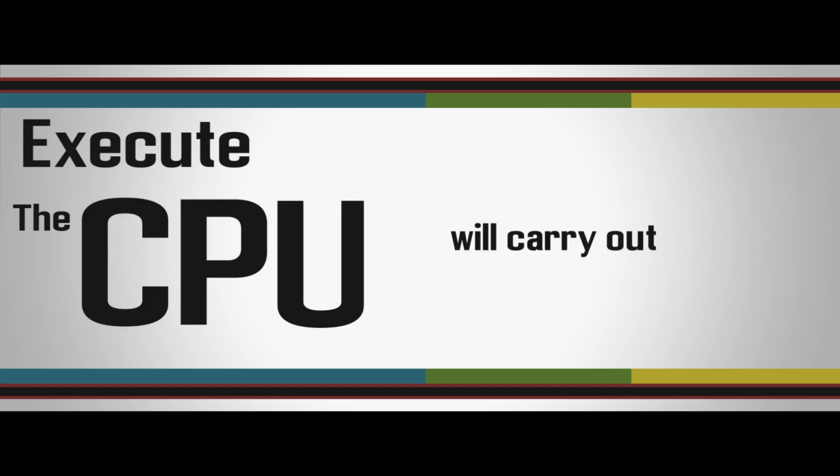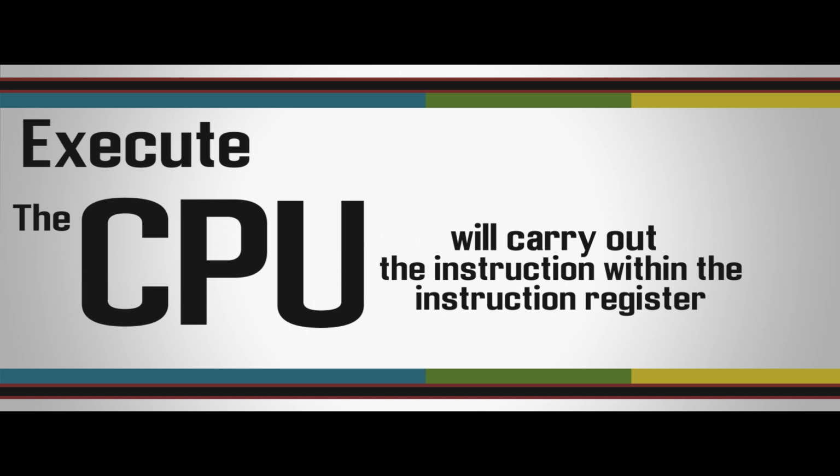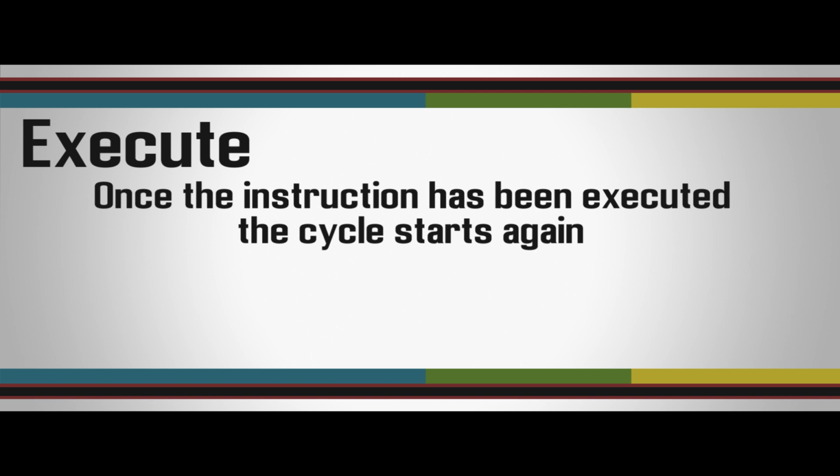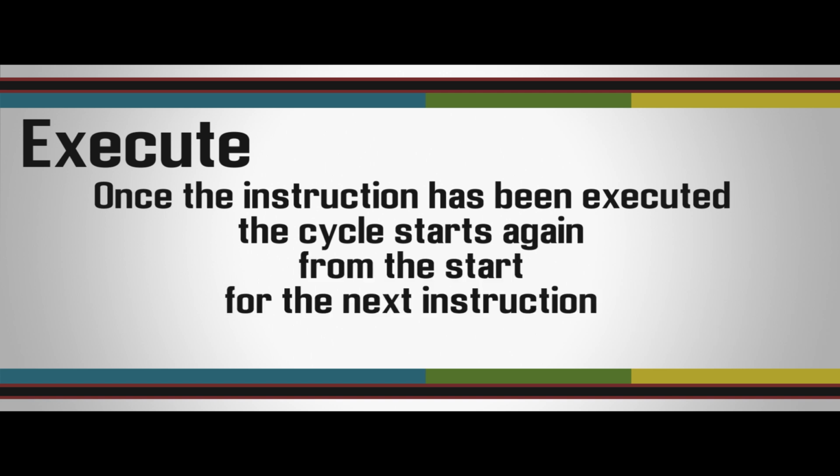The final stage is the execute section. This is where the CPU will carry out the instructions within the instruction register. Once that instruction has been executed, the cycle starts again from the start for the next instruction.